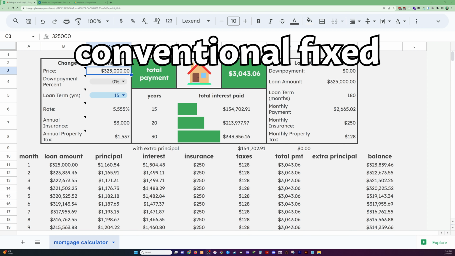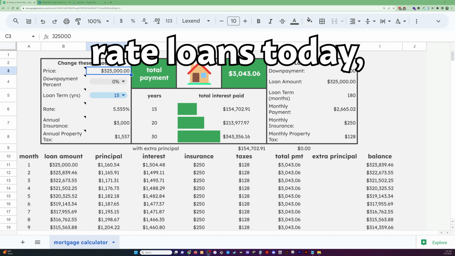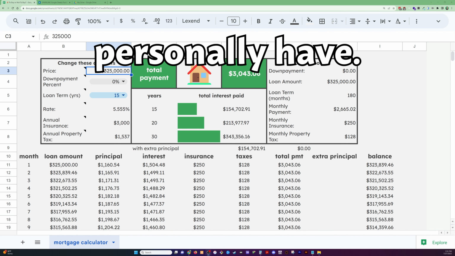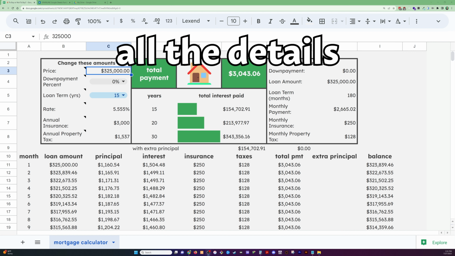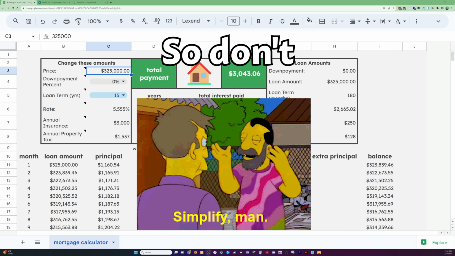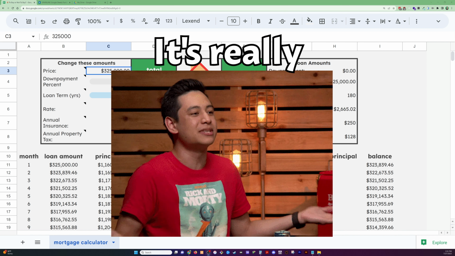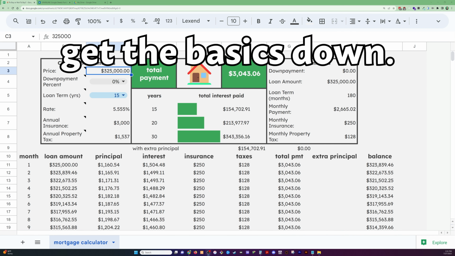We're going to talk about conventional fixed rate loans today, which are the most popular residential option and the one that I personally have. I'm going to break down all the details into simple terms, so don't be discouraged by all the numbers on this sheet. It's really not that difficult once you get the basics down.